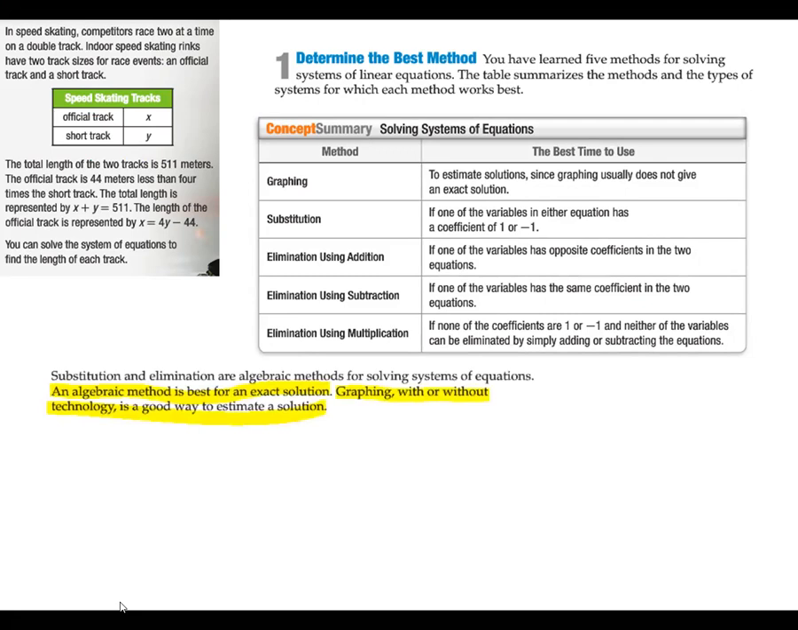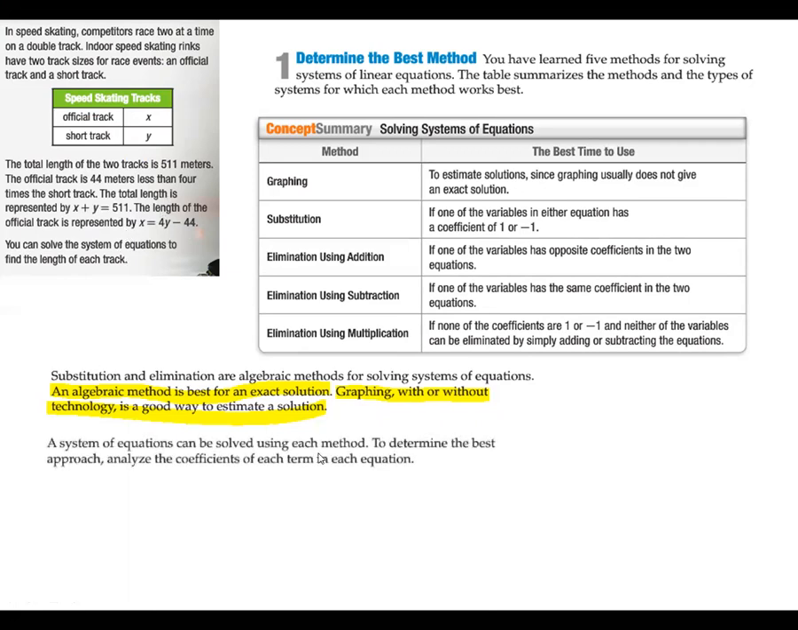Substitution and elimination are algebraic methods for solving systems of equations because you have to solve the equations. And that's best if you need an exact solution. Graphing, whether you use a graphing calculator or graph by hand, is a good way to estimate the solution, particularly if you're getting answers that are not integers, because it's really hard to estimate a point on a graph that's a decimal. For this speed skating example, I would use substitution because one of the equations is already solved for x.